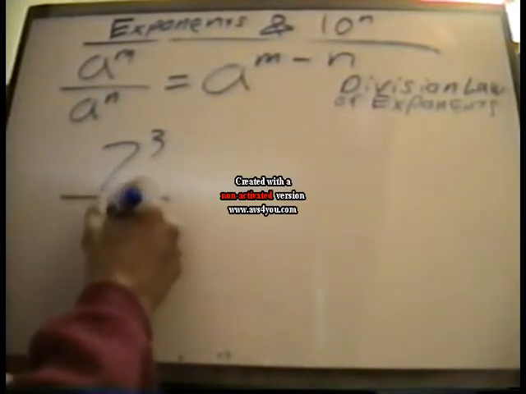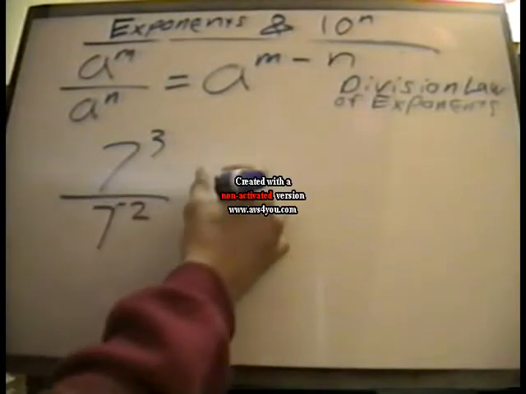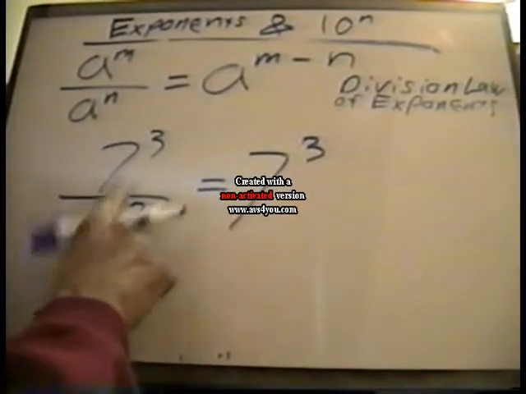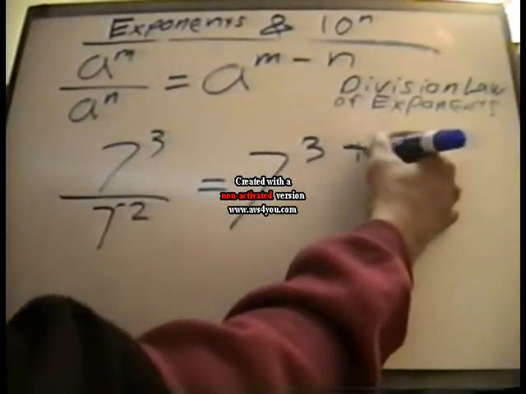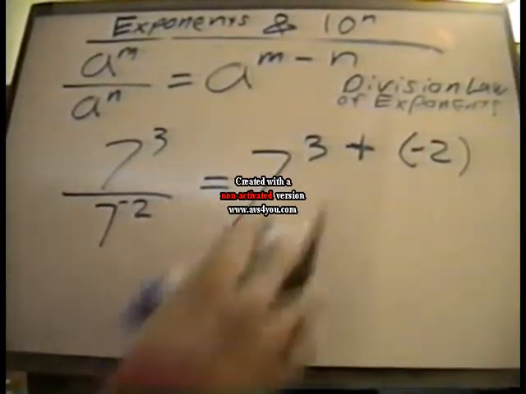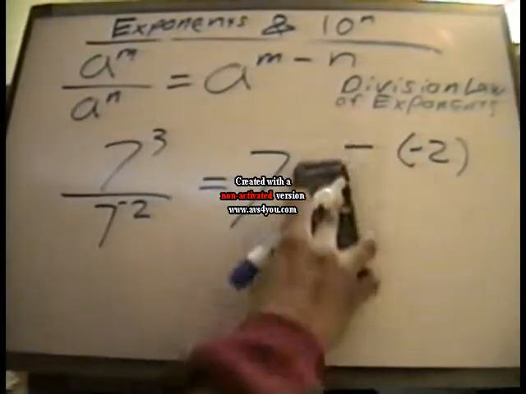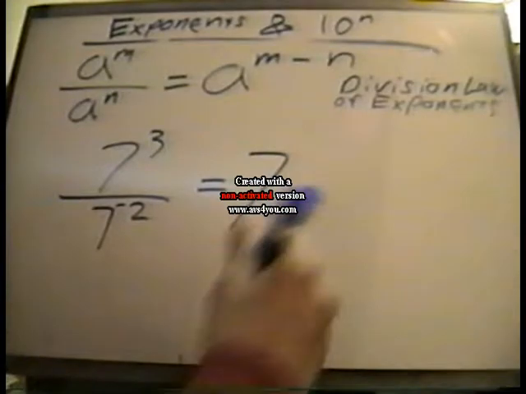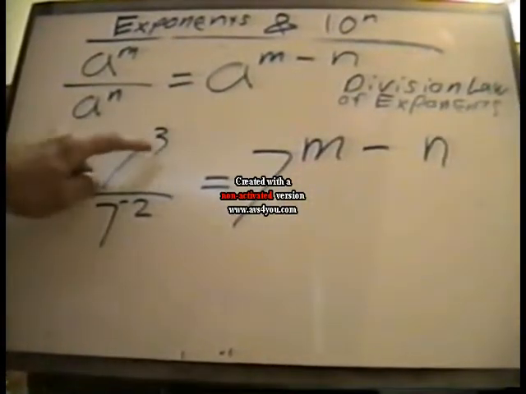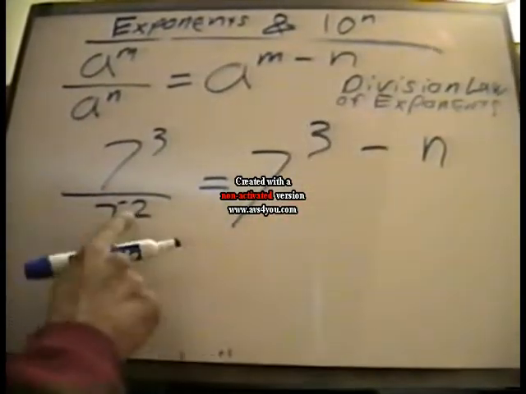So if we have a negative in the exponent, that gives us 7 to the power of 3 plus negative 2. Or excuse me, minus negative 2, because we want to keep our form. My purpose in showing you this is that we keep our form the same. So here, m is 3 and n is negative 2. You have to count the negative with that number. N is negative 2.